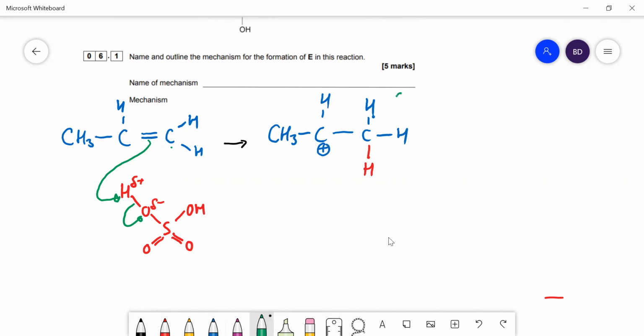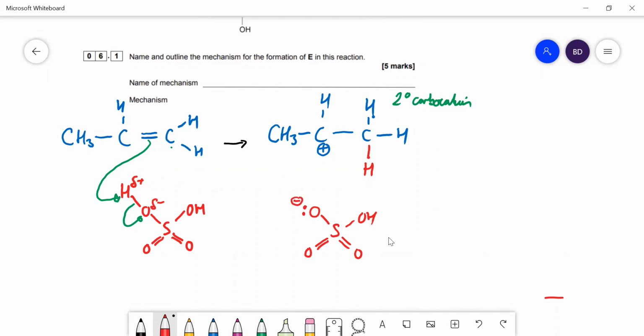and let's just mention the fact that that is a secondary carbocation, which would be more stable if it was on that carbon than it was on the other carbon, because it would be a primary carbocation then, right? And of course we have now got our hydrogen sulfate ion like that, and we've got a negative charge on there.